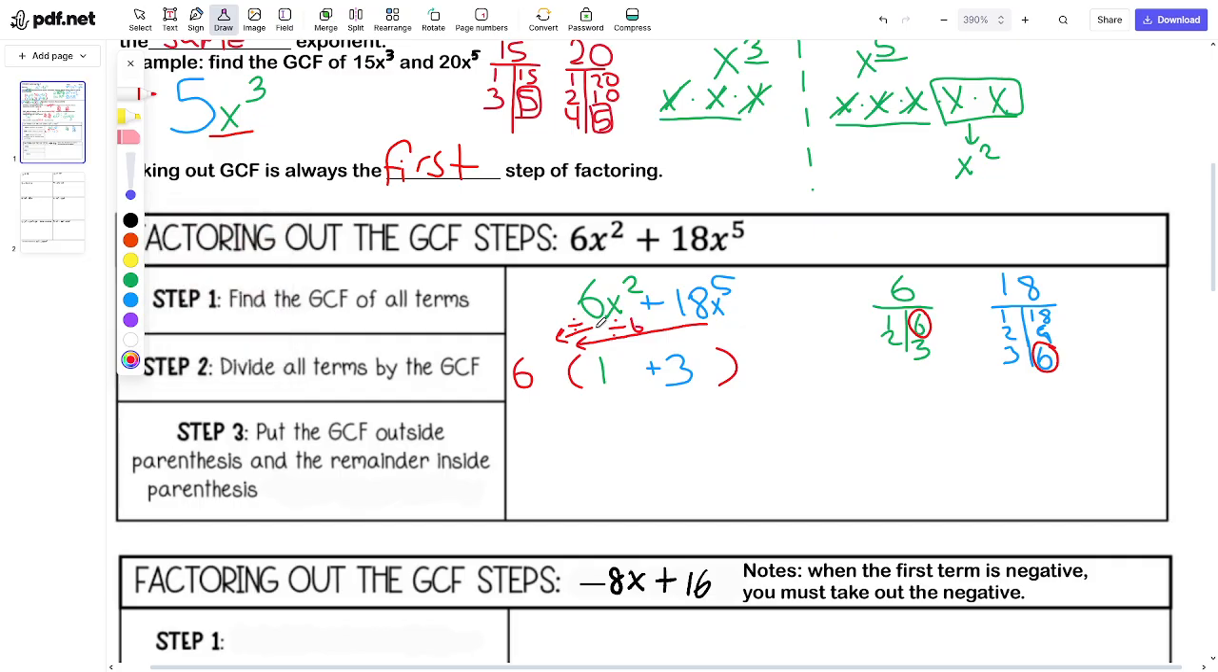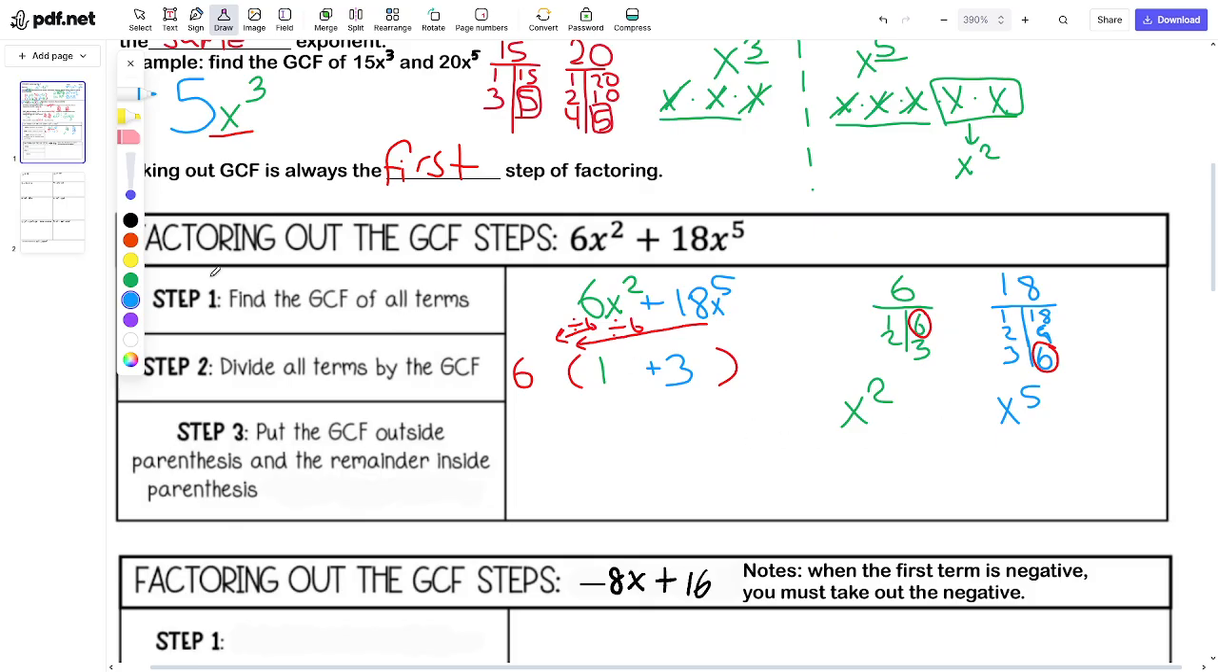All right, we're getting there. So we know they divide by 6 first, but now we need to determine what's the variable we're taking out. So the way we figure this out is by saying, okay, we have x squared, and we have x to the 5th power. How do we find out how much to take out of both?